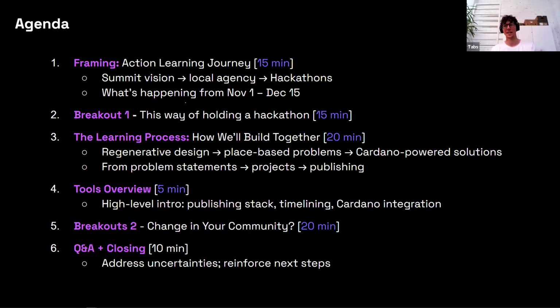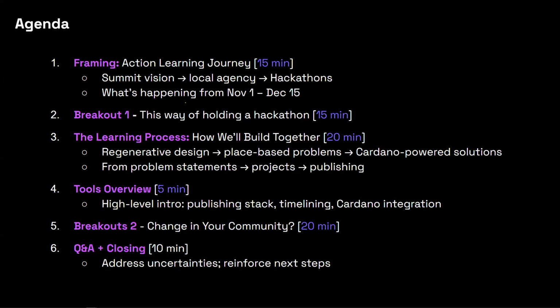Then we'll go into a second breakout room, and the question for that exercise is, what's calling for change in your community? And there's a little bit longer for that, 20 minutes instead of 15. And then we'll come back into this main group for a Q&A and kind of closing everything off. There's also an announcement to be made from Megan.